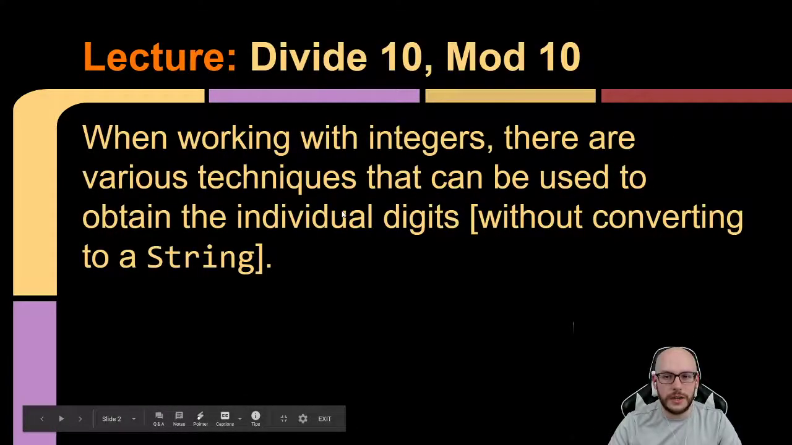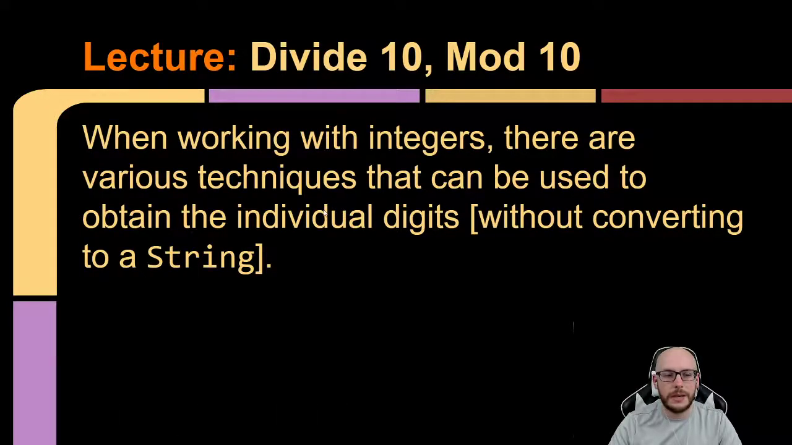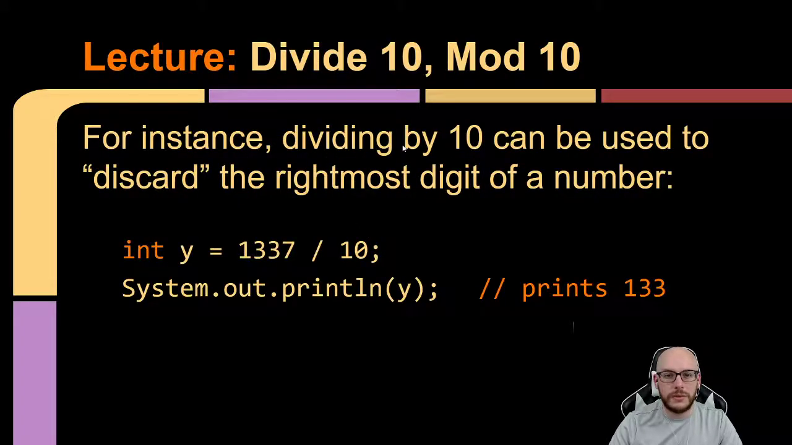So when working with integers, there are various techniques that can be used to obtain the individual digits without converting it to a string. For instance, dividing by 10 can be used to discard the rightmost digit of a number. Now, this is largely thanks to truncation, but if you just simply take 1,337 and divide it by 10, it's 133 and some change, but it's going to get truncated because we're talking about integer division here. And what you effectively have done is gotten rid of the rightmost digit.